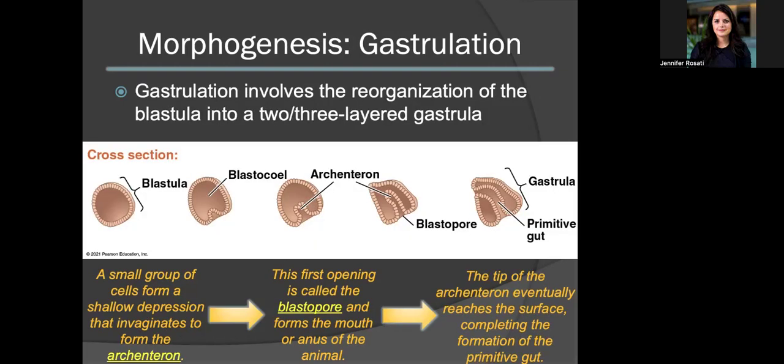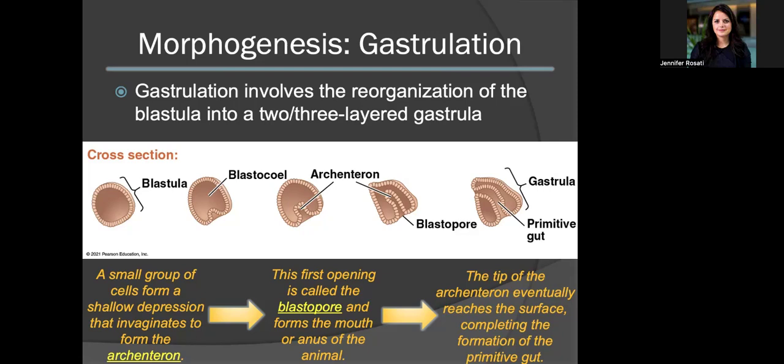Gastrulation involves the reorganization of the blastula stage into a 2 or 3 layered gastrula. In general, a small group of cells will form a shallow depression that begins to invaginate on the blastula. This will then keep invaginating to eventually form the archenteron. The first opening that occurs at the mouth of the archenteron is termed the blastopore. This will eventually form the mouth or anus of the animal. The archenteron will continue to invaginate and eventually will reach the surface. This will complete the formation of the primitive gut.